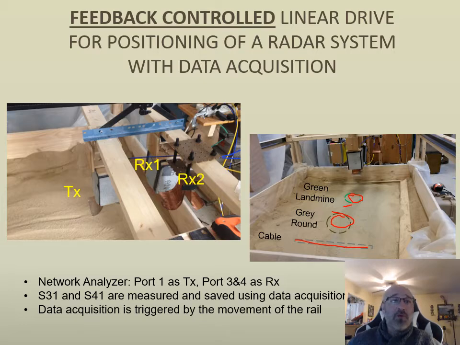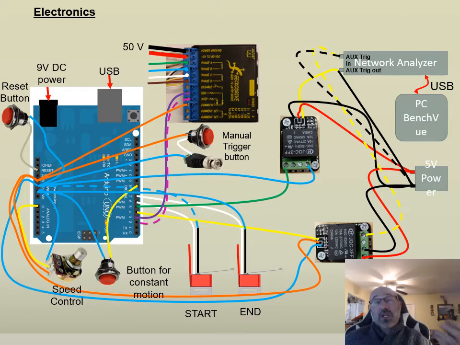So, a quick overview of this system. We're using a network analyzer to send out our radar signals and receive them back. We're using a data acquisition system to timestamp and position stamp the data that we're receiving from the network analyzer. And we're triggering this data acquisition by the movement and position of the antennas on our linear rail. As we were initially getting started with this project, we needed to figure out a way to accurately position and record that position for the antennas on our linear drive.